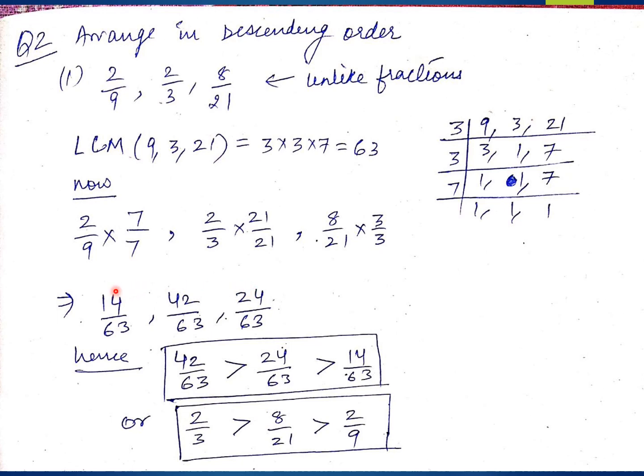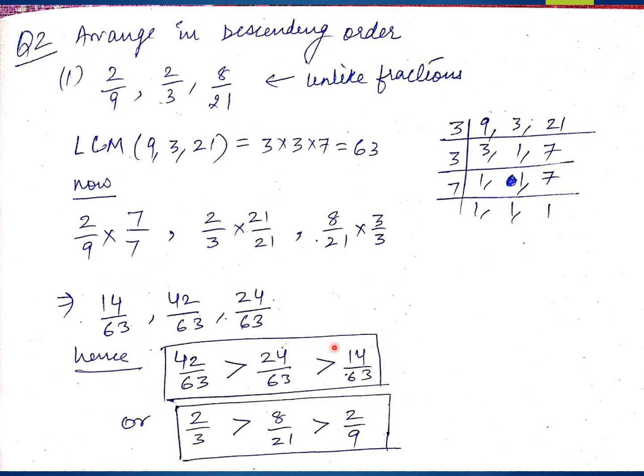You may observe that this number 14 upon 63 is the same as 2 upon 9. This 14 upon 63 is said to be an equivalent fraction, because if I solve it, I will get the same number back. Similarly, 2 by 3's equivalent fraction is 42 by 63. 8 by 21's equivalent fraction is 24 upon 63. Now it is easy to understand which one is largest. You can say this one is largest because the denominator is the same in everyone. Just compare the numerator. 42 is largest, then 24, then 14.